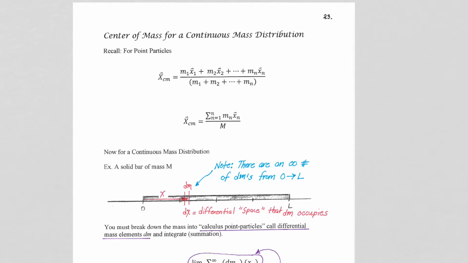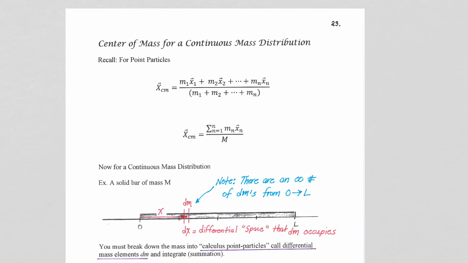In this lesson, we're going to look at solid objects now. And in physics, we call solid objects continuous mass distributions. So that is just solids.